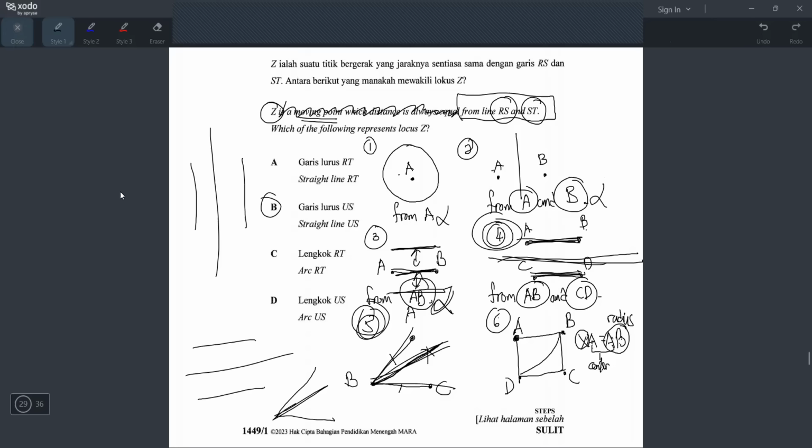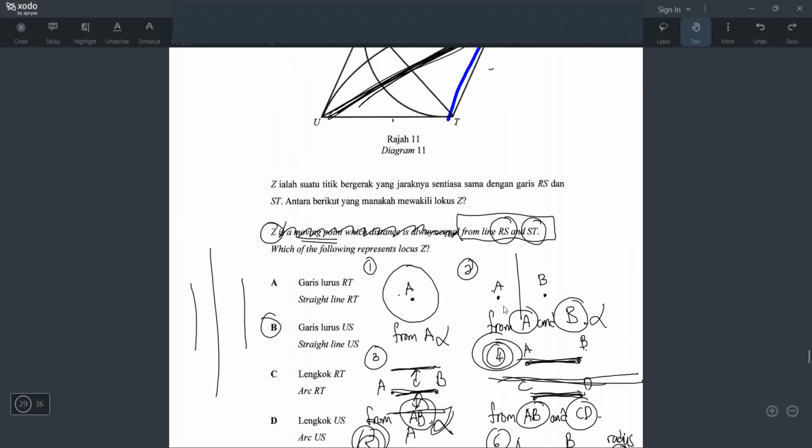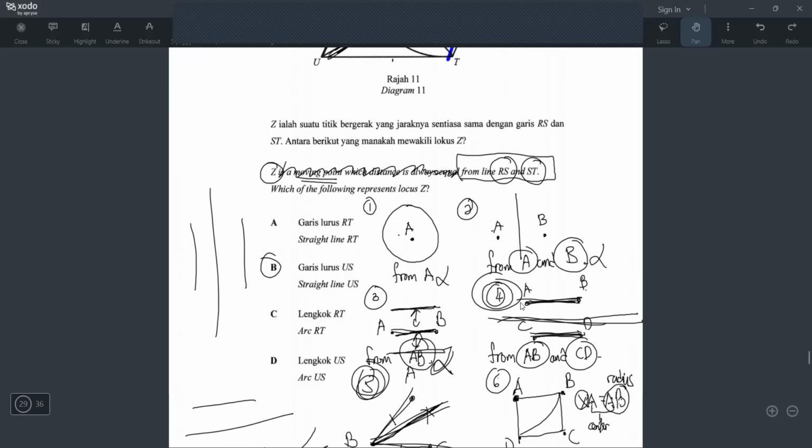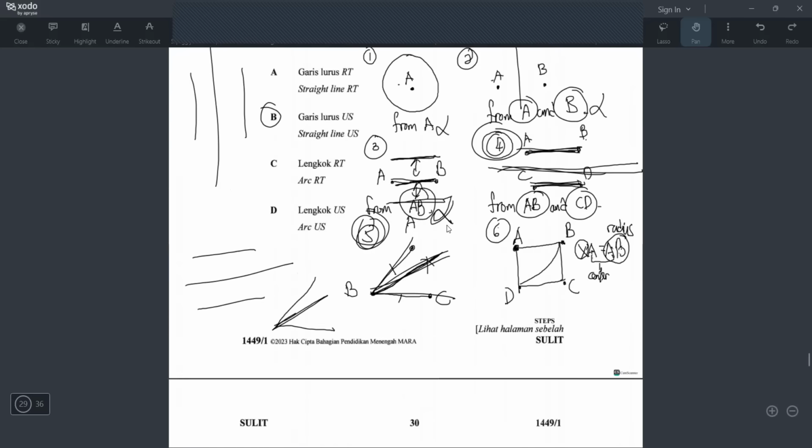Okay, I spent so much time talking about this, but I hope you learn something from it, and you can remember this. Actually, I explained this so many times already. In my Sekolah Agama video also, I explained. Kelantan paper also had Locus come out, I also explained. So I explained this many times already, but yeah, I explain one more time for you.